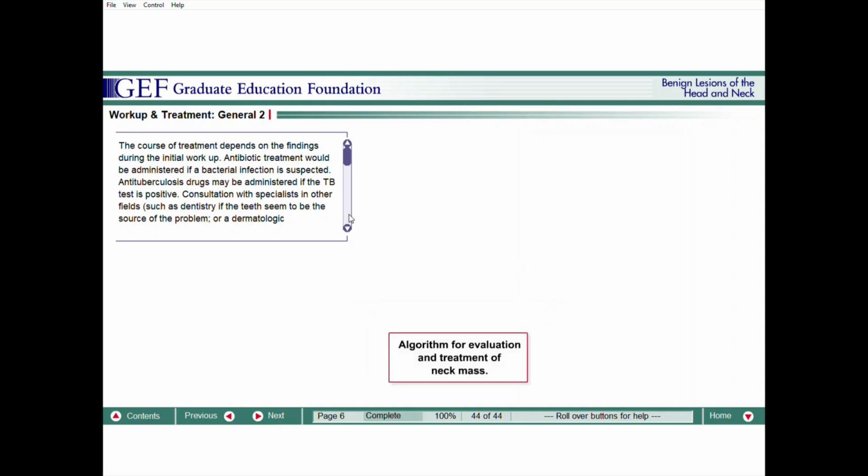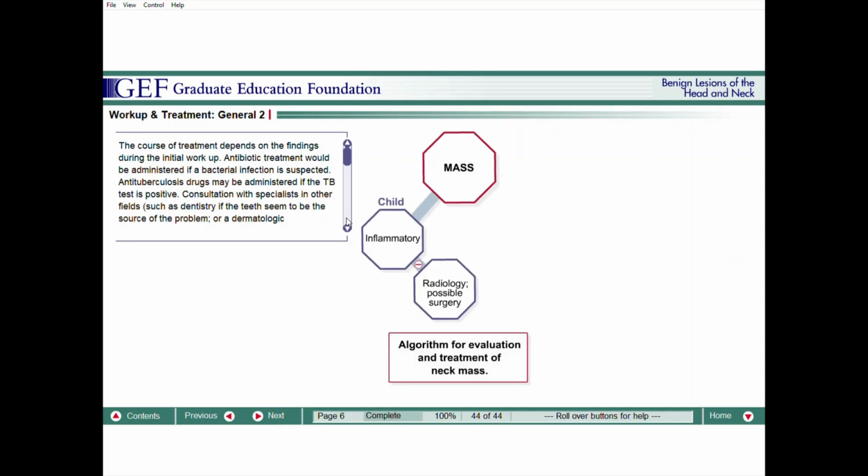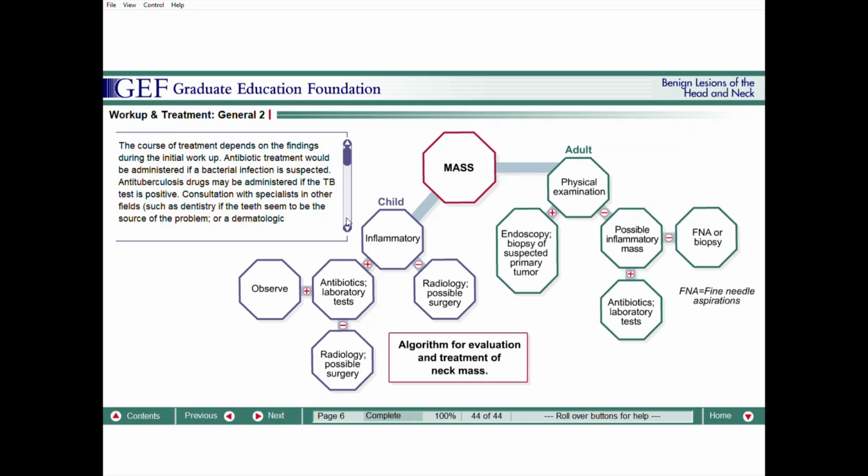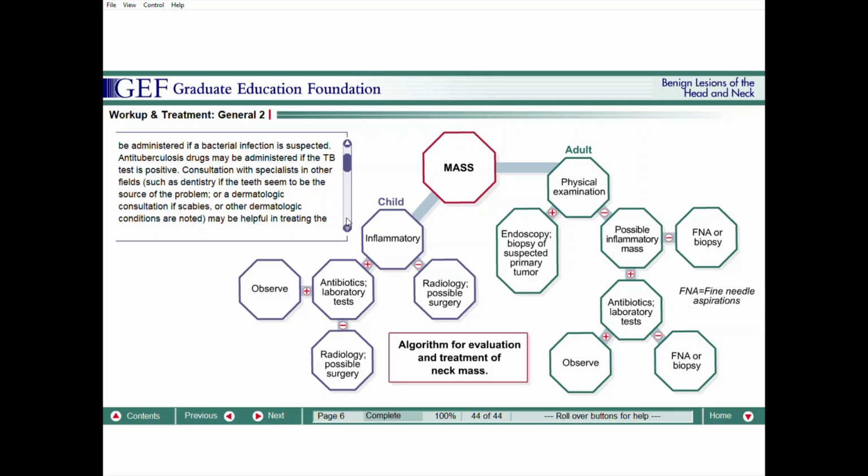The course of treatment depends on the findings during the initial workup. Antibiotic treatment would be administered if a bacterial infection is suspected. Antituberculosis drugs may be administered if the TB test is positive. Consultation with specialists in other fields, such as dentistry if the teeth seem to be the source of the problem, or a dermatologic consultation if scabies or other dermatologic conditions are noted, may be helpful in treating the patient.